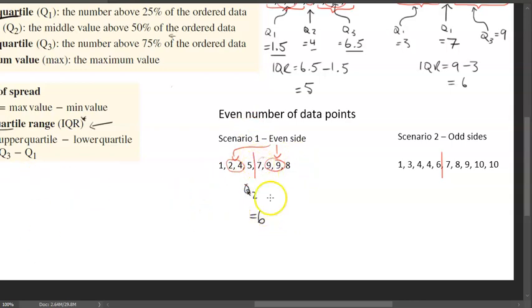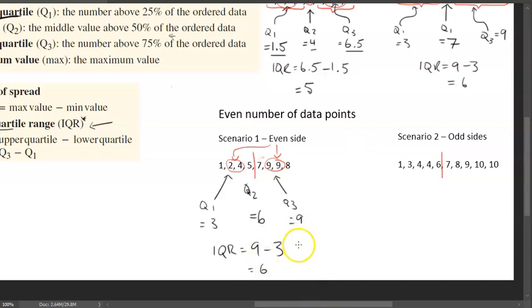So in this case, our Q3 is in the middle of 9 and 9, well that's just 9. And our Q1 is in the middle of 2 and 4, which is 3. Our entire interquartile range is 9 take 3, just like the previous example, which is 6.